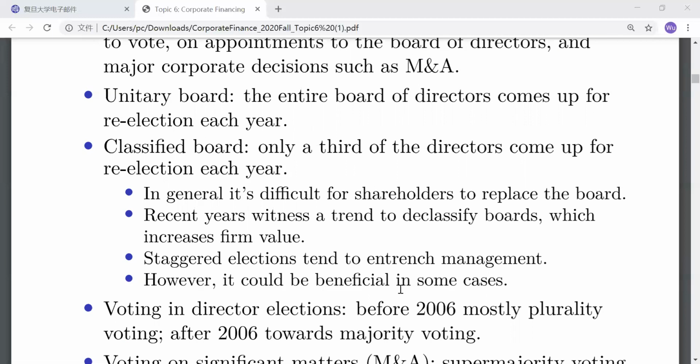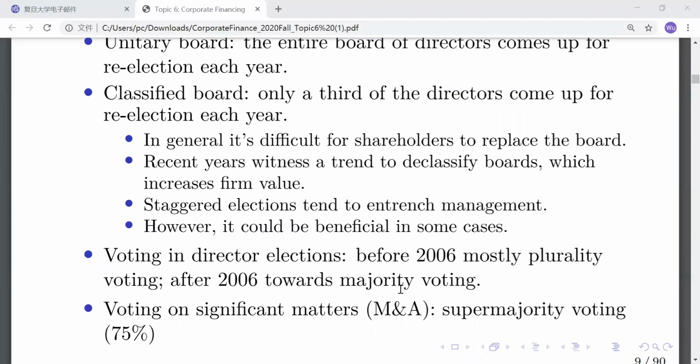But in some cases, a classified board could be beneficial. For example, for firms that do lots of innovation, a staggered board could be beneficial because innovation is a very long-run process. If shareholders are very myopic, meaning that they really care about short-term performance, then with a unitary board it will be very easy for them to replace the directors just because they're not satisfied with the short-term performance. That is not good. So it could be beneficial to have a staggered board, meaning that it will be very difficult for myopic shareholders to replace the directors. In that case, managers have more control, and that will make sure that long-term innovation projects deliver. So these are the pros and cons of the staggered board.